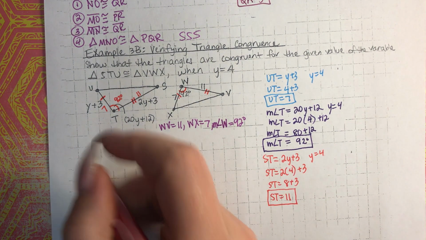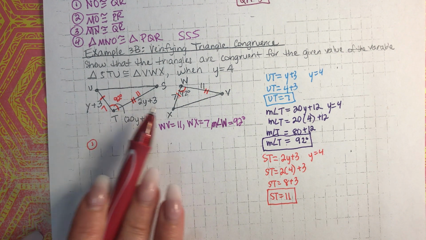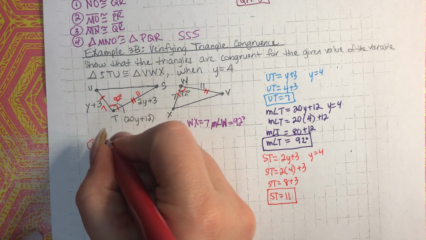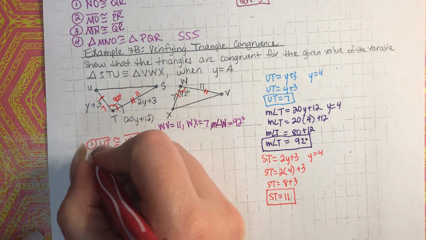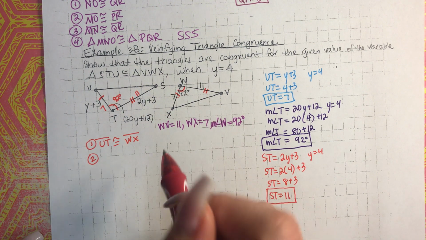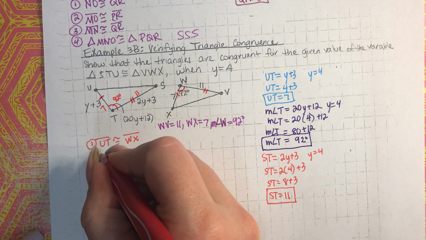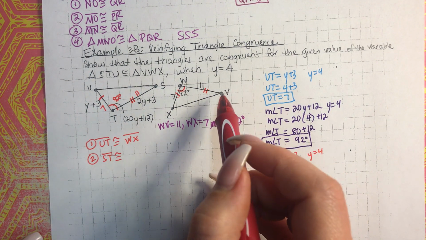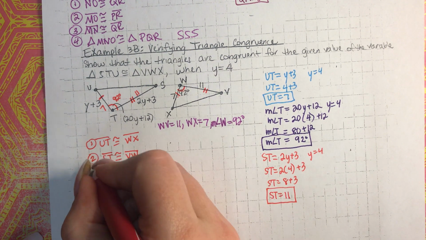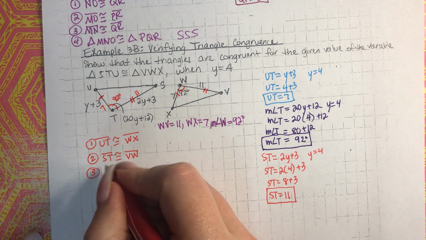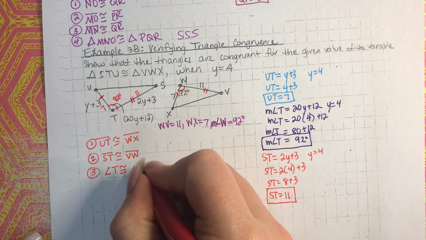So the first piece of information is, let's go ahead and say this side. UT is congruent to WX, and we got to use the different format. And then let's go ahead and say this side here, ST is congruent to VW. And lastly, the angle T is congruent to angle W.